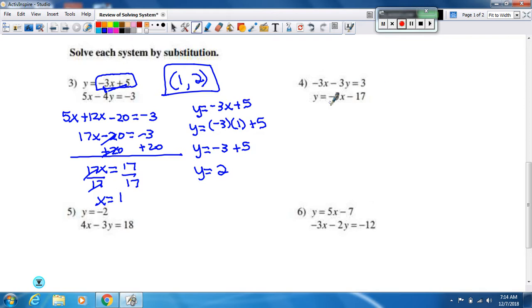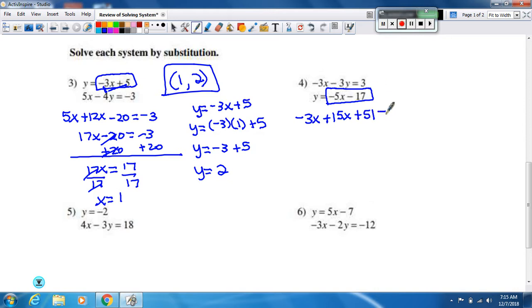Okay, substitution again. We are solving for y. Well, y is already given a value. So you go to the other equation and you start copying it down. Negative 3x. This says negative 3 times y, but you have a value for y. The y's value is negative 5x minus 17. So negative 3 times negative 5x is a positive 15x. And negative 3 times negative 17 is a positive 51.